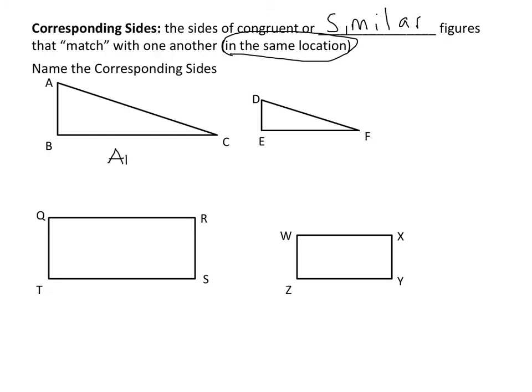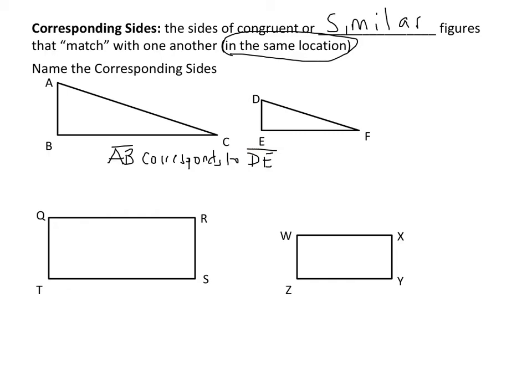So line segment AB corresponds to line segment DE, because they are, if you look, in the same location and in the same order. So A is on top, B kind of looks like that right angle, same thing here, E kind of looks like that right angle, so DE.